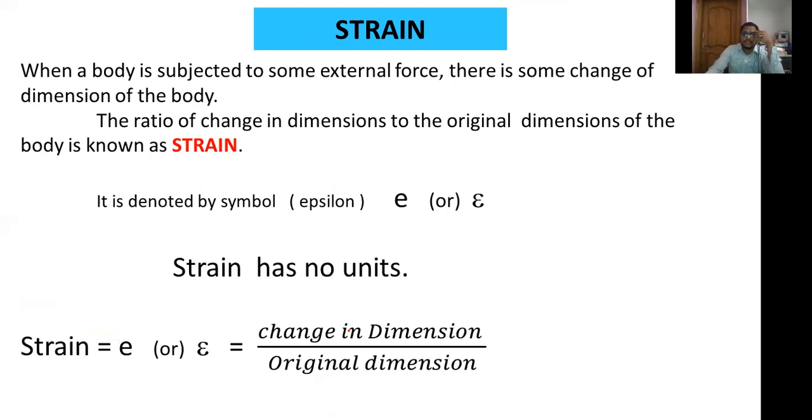If the change in dimensions is in mm or meters, the original dimension is also in the same units. That's why the numerator and denominator cancel, and therefore strain has no units, and the symbol for strain is epsilon. It is very important.